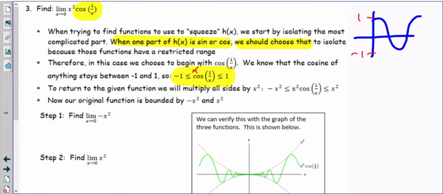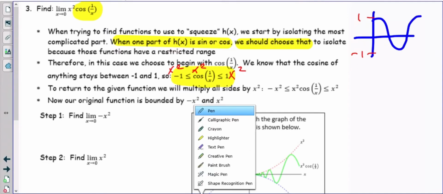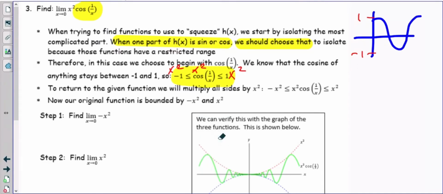This middle function is missing an x squared. If it said x squared cosine 1 over x, we'd be good. Well, I can't just multiply that by x squared. So I'm going to multiply all sides by x squared. And look at what I get. I get this.